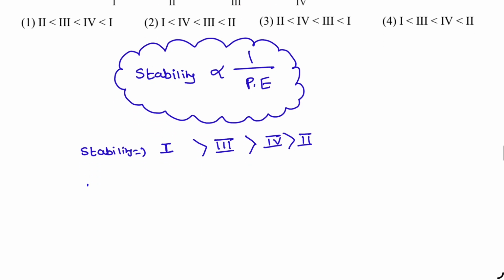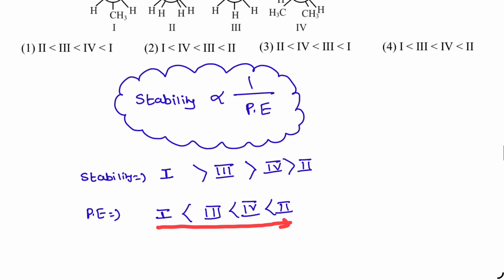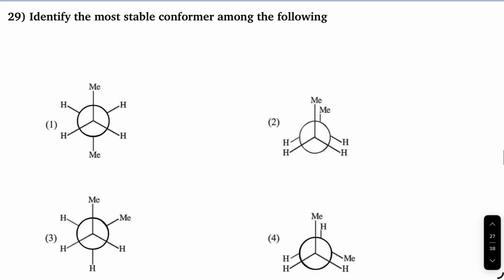But here the question is not about stability, it is about potential energy. But don't forget, he is asking increasing order. So increasing order 1 less than 3 less than 4 less than 2. The one with the least stability will have the highest potential energy. So here increasing order he is asking. So the answer must be 1 3 4 2. So the answer must be 4.